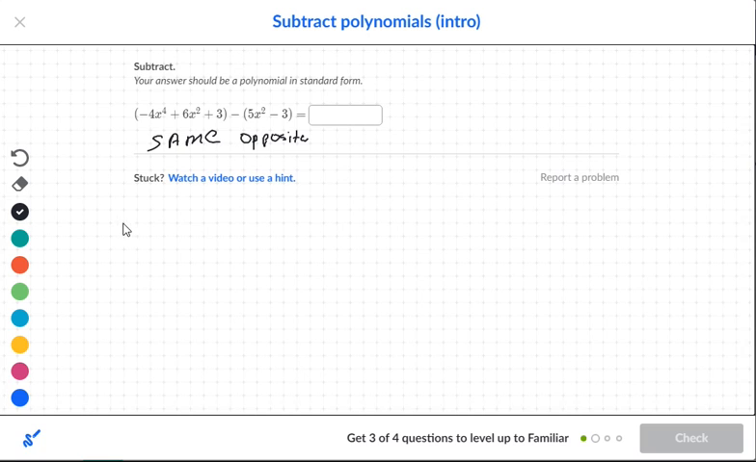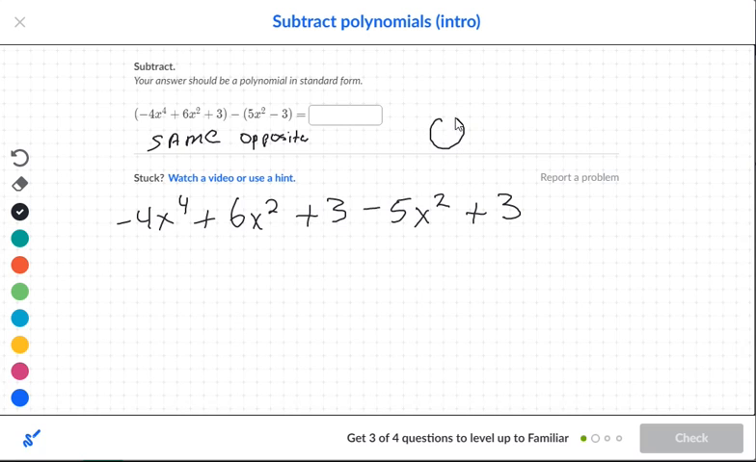So my first parentheses, I'll say negative 4x to the fourth plus 6x to the second plus 3. Now my second parentheses become opposite. So the opposite of a positive 5x to the second would be a negative 5x to the second. The opposite of a negative 3 would become a positive 3. So all my terms in the second parentheses become opposite.